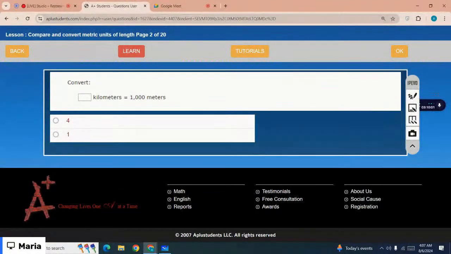Okay, the next one is 1000 meters equals how many kilometers? 1 kilometer equals 1000 meters, right? The correct option is 1 kilometer. Option number two is the correct option. That is, 1 kilometer equals 1000 meters. Very good.